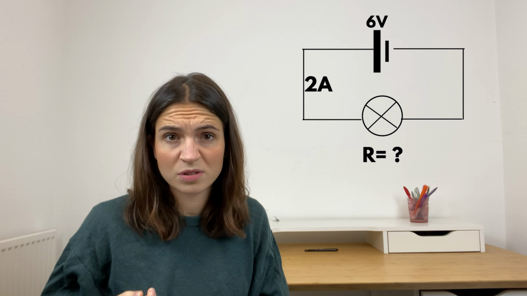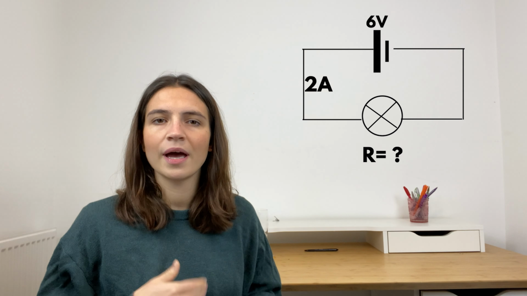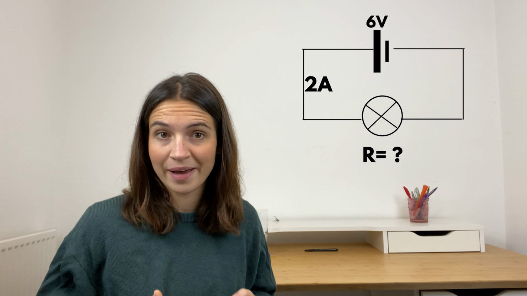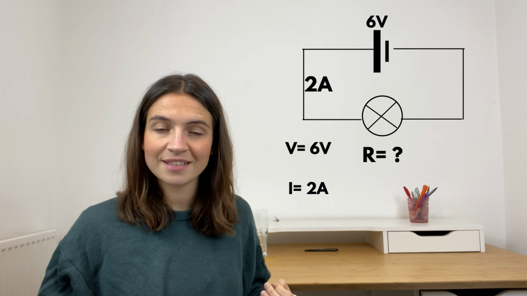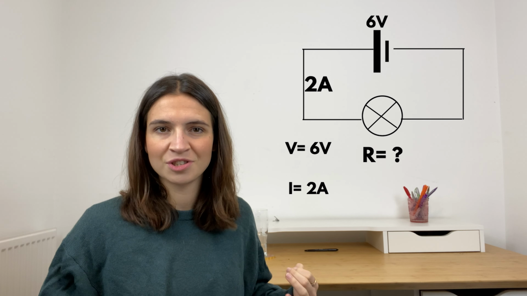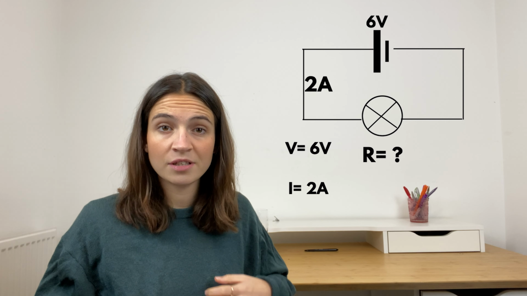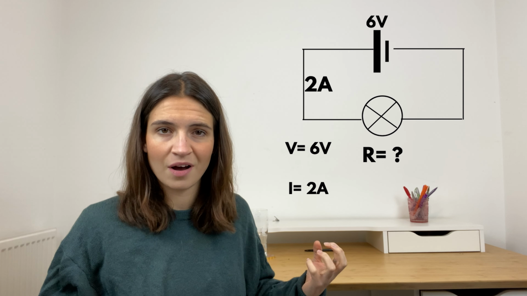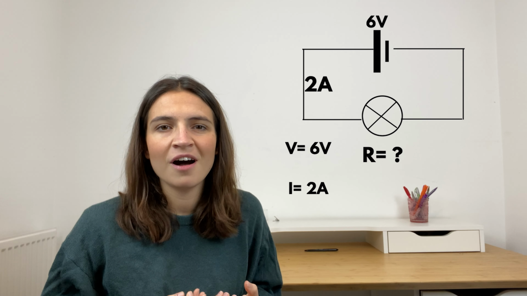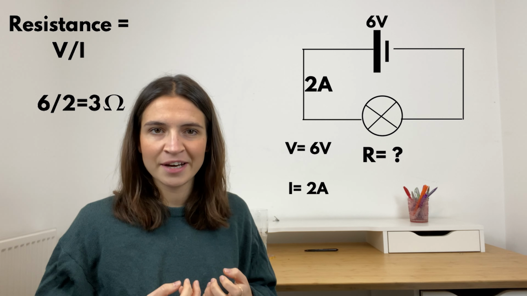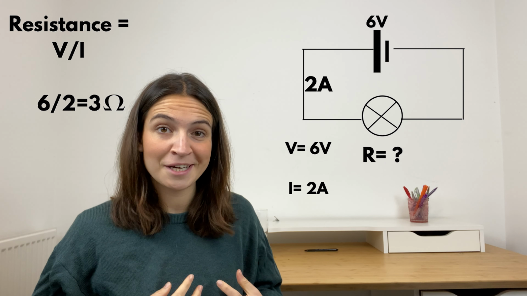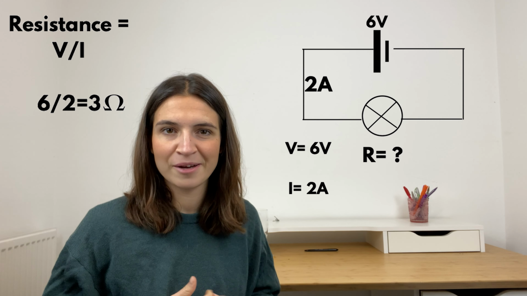We're going to ease in. We're going to start with this circuit. And we want to know what's the resistance of the bulb. So let's write down the information that we have. V is equal to 6 and I is equal to 2. Okay, and we've got that equation, V equals I times R. Therefore, my R is V divided by I. 6 divided by 2 is equal to 3 ohms. Easy.